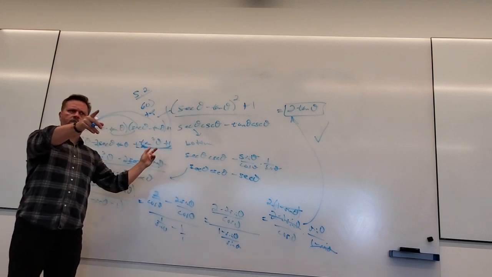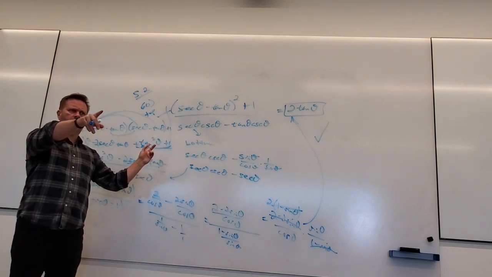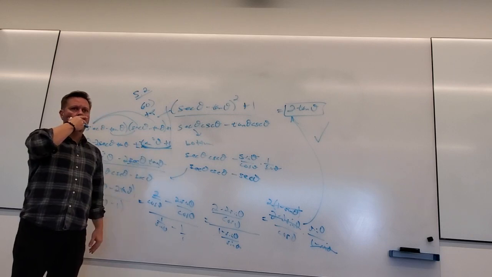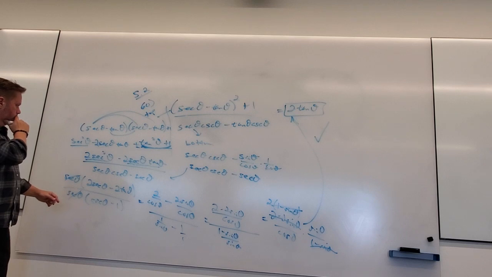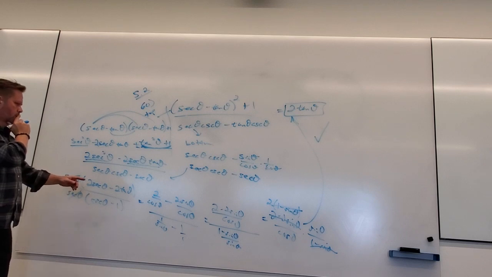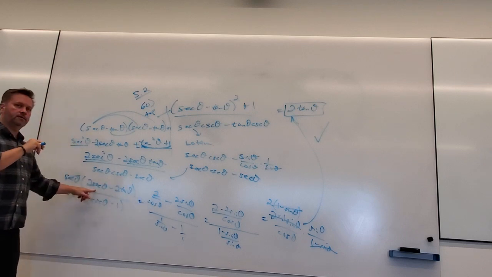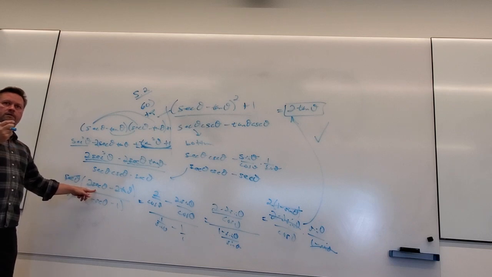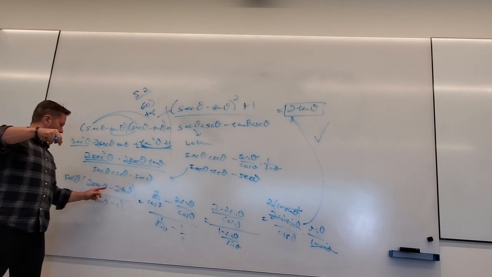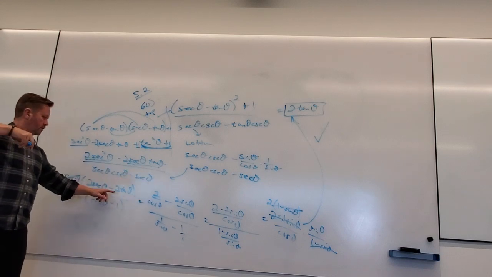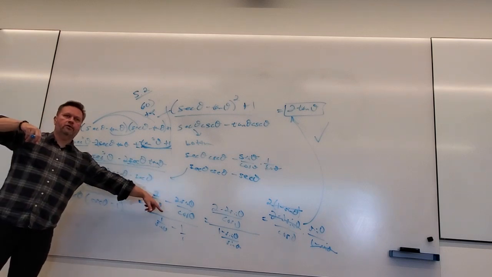I'm a little confused at how we went to 2 over cosine. Oh, here. Yep. What's secant defined to be? Secant is 1 over cosine, yes? So 2 secant is just going to be 2 over cosine. 2 tangent, of course, is 2 sine over cosine.